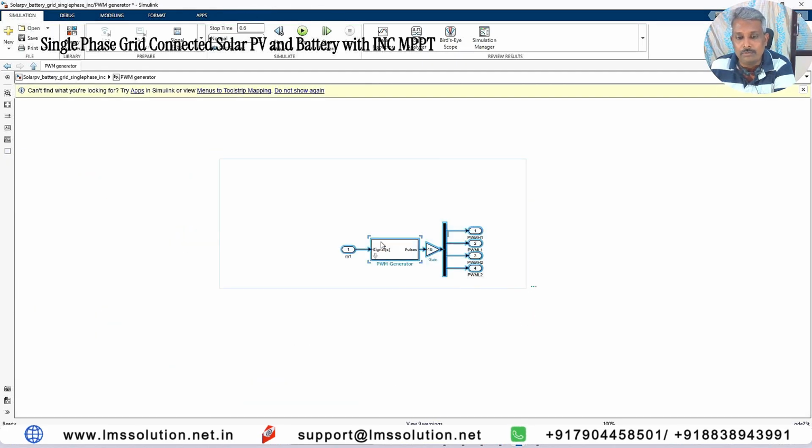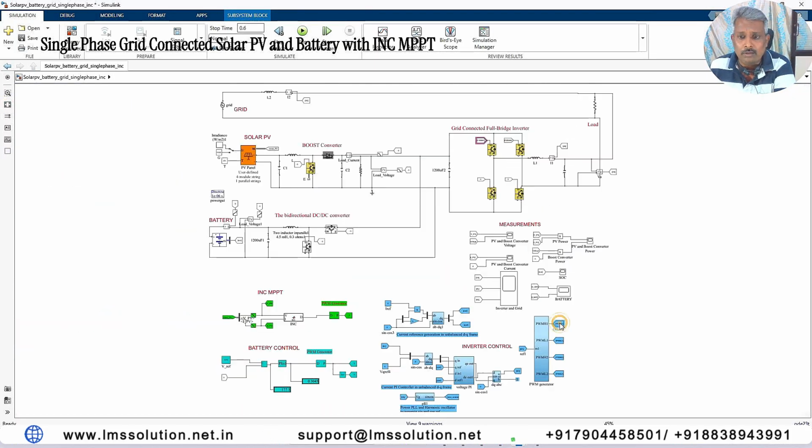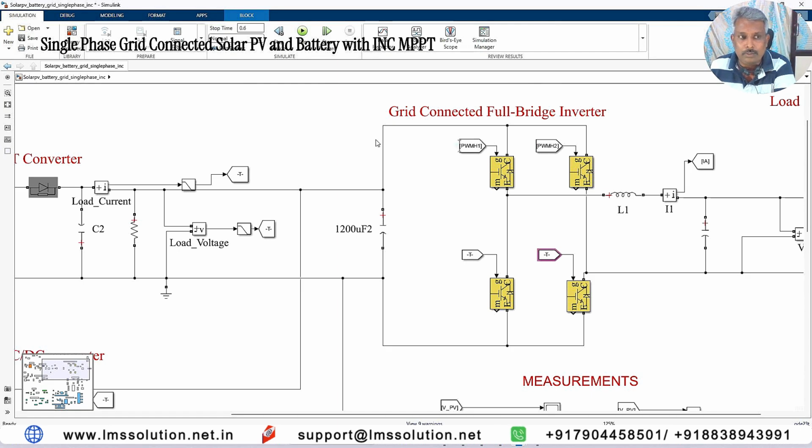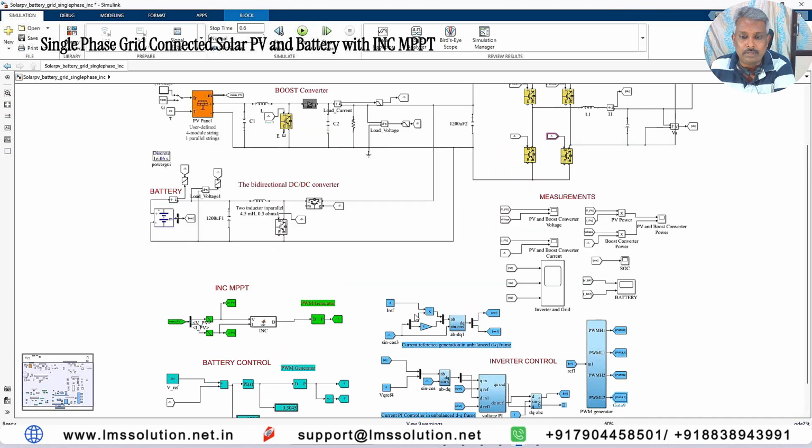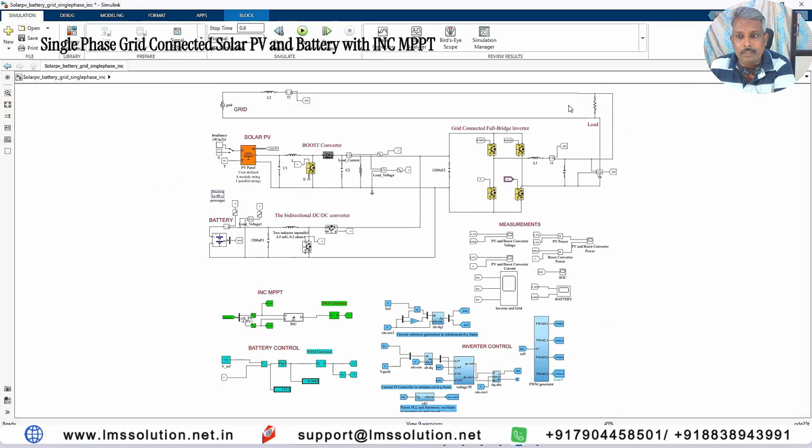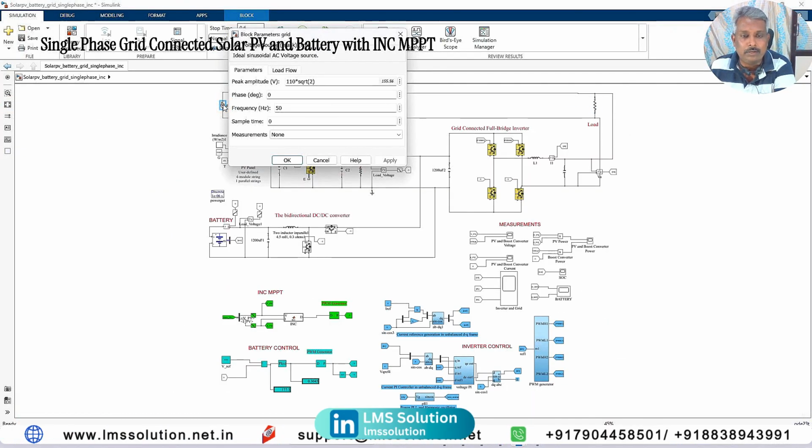Here we are using a sinusoidal pulse generator. The sinusoidal pulse generator will generate the pulse. This pulse will control this full bridge inverter. According to that current reference, this inverter will send the power from the DC link to the grid side. And here we have the local load, the AC load, and here we have the grid. The grid is rated at 110 volt RMS and 50 Hz.